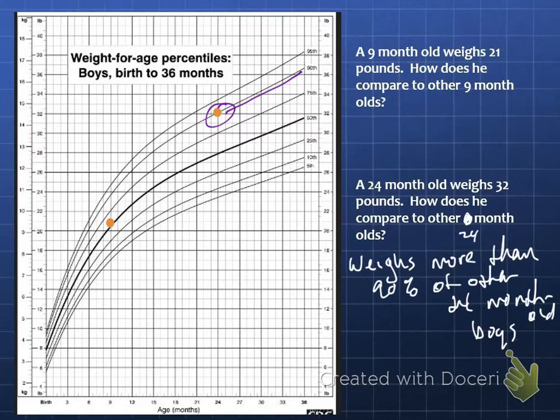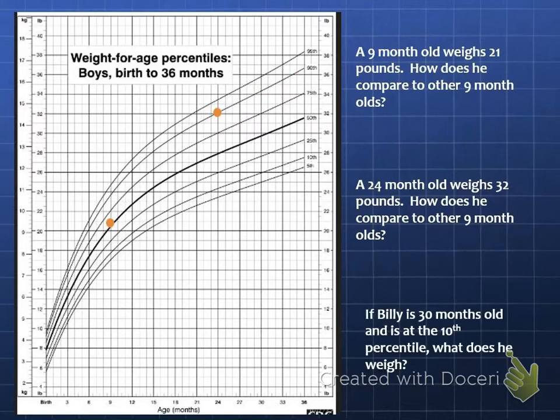90th percentile would definitely put them in the top 25%. So if you think about it in quartiles, it would put them in between Q3 and the max, right? So just again, trying to relate it back to what we've done in the past. Next question, if Billy is 30 months old and is at the 10th percentile, what does he weigh, right? If he's 30 months old and is at the 10th percentile, that would put him at this orange dot right here, right? And at that orange dot right there, he weighs about 26 pounds.